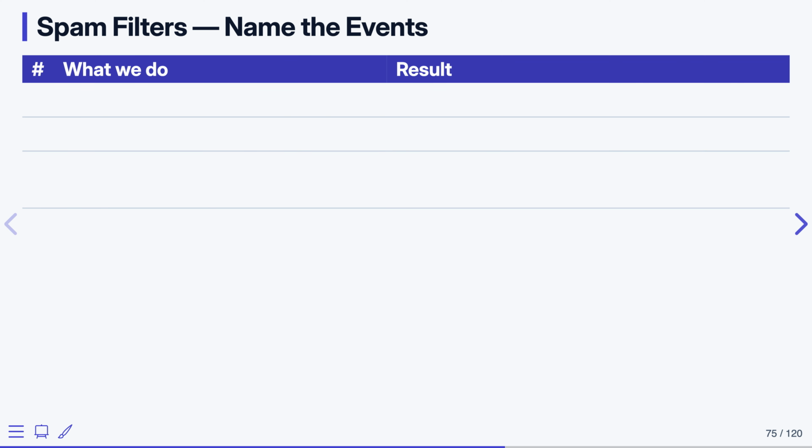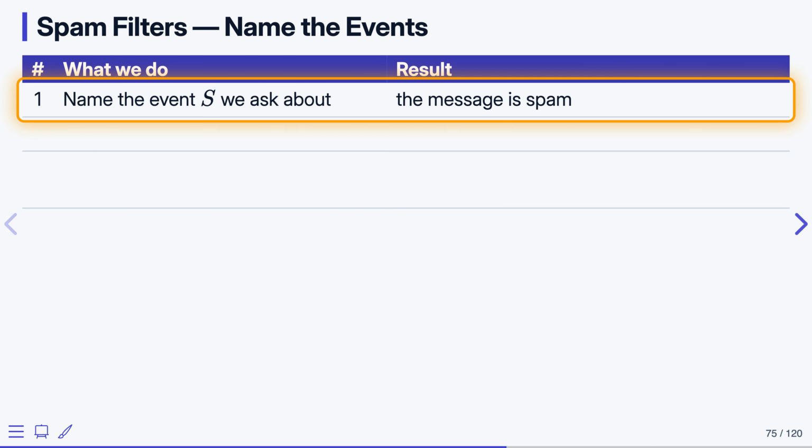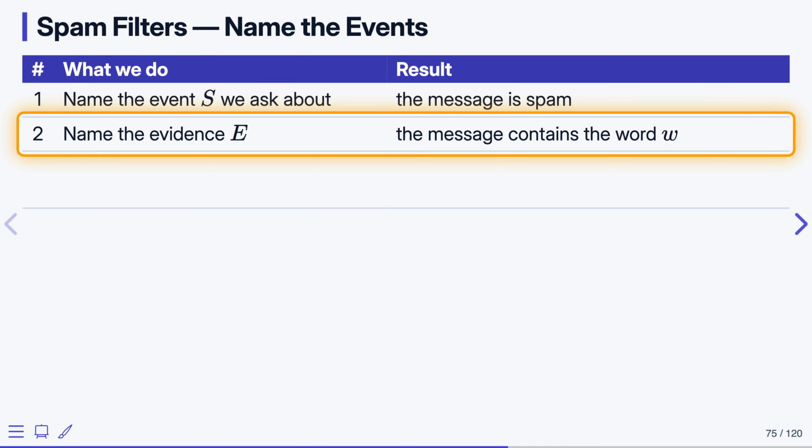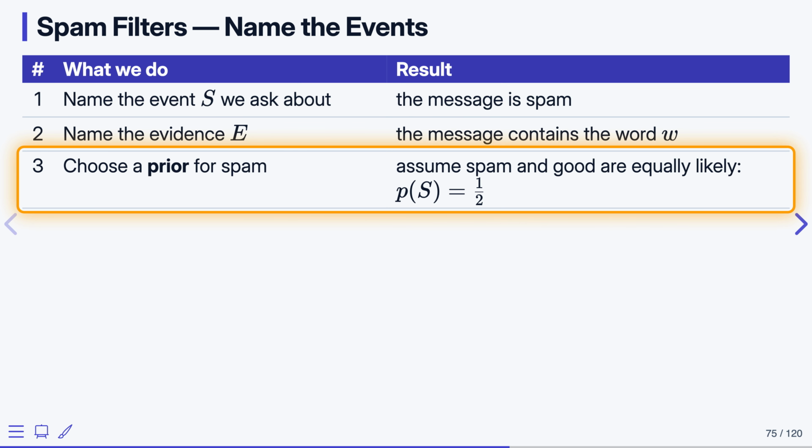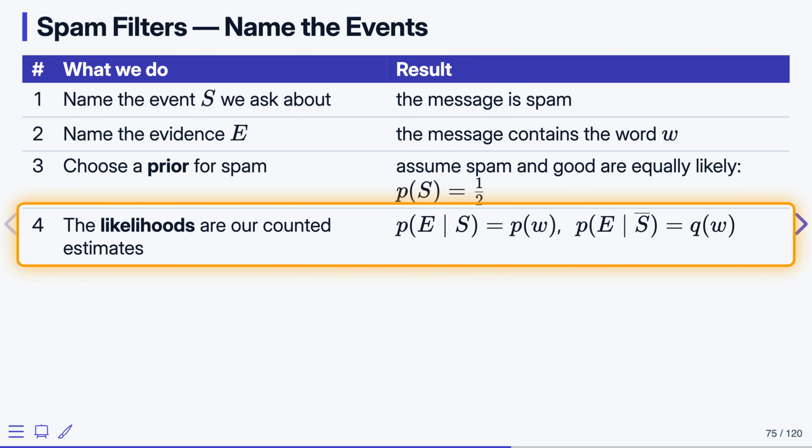Let's set the spam filter up the same way we set up the medical test. Step 1. Name the event we care about. S means the message is spam. Step 2. Name the evidence. E means the message contains the word W. Step 3. Choose a prior. To keep this simple, we assume a message is equally likely to be spam or good, so P of S is 1/2. If you know how common spam really is, you can use a better number. Step 4. The likelihoods are the 2 fractions we counted, P of W for spam and Q of W for good email.